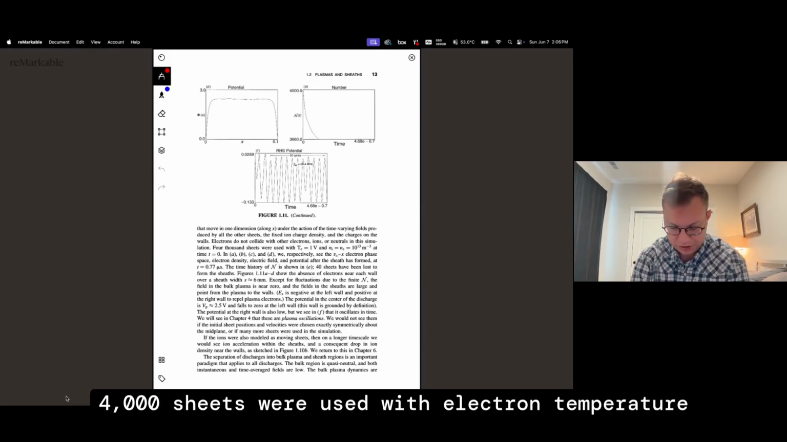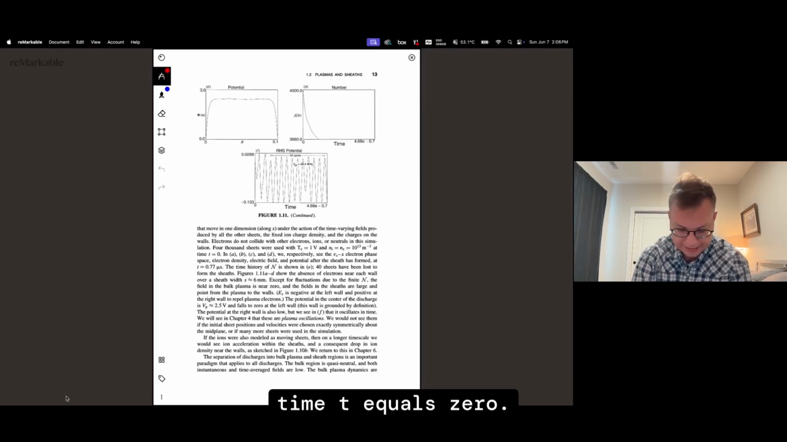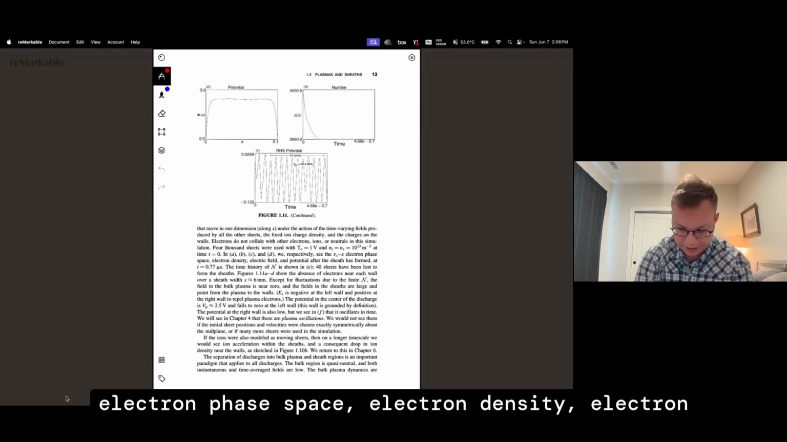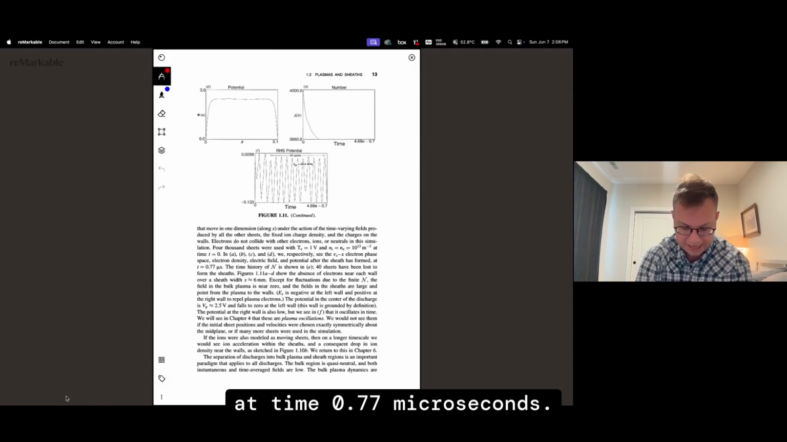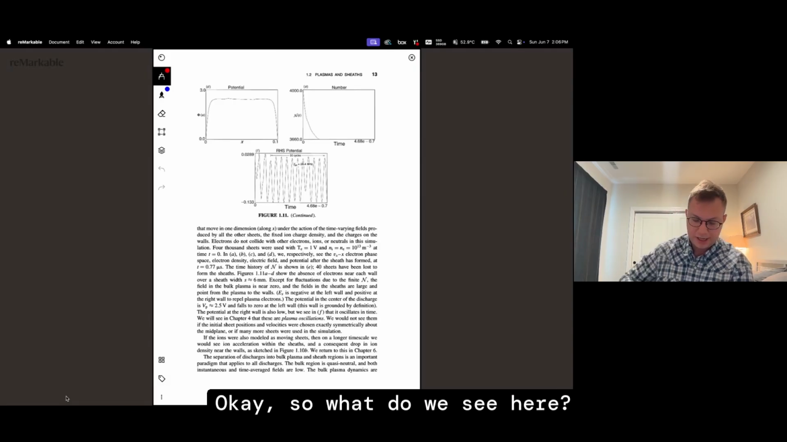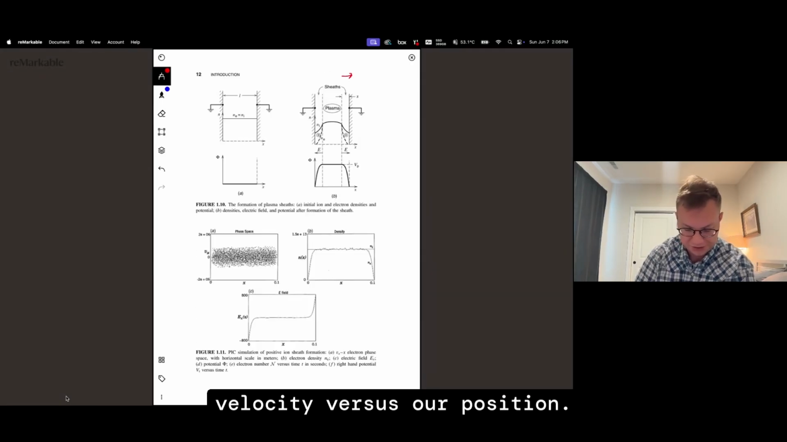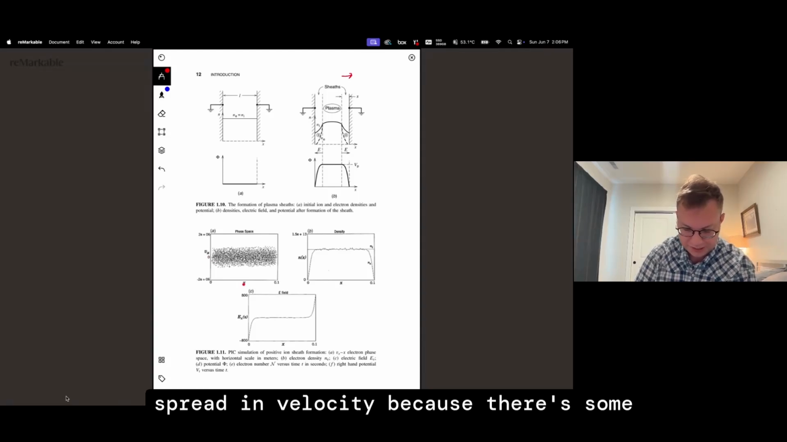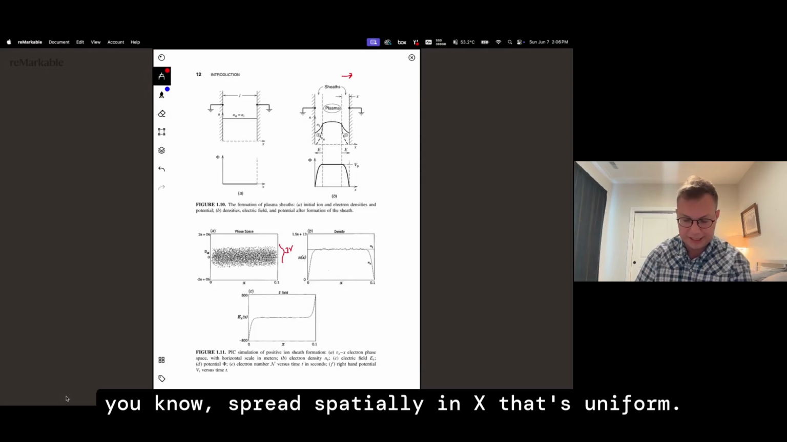4,000 sheets were used with electron temperature of 1 volt, and the ion density shown there, at time t equals 0. In A, B, C, and D, we respectively see the vx electron phase space, electron density, electric field, and potential after the sheath is formed at time 0.77 microseconds. Okay, so what do we see here? Basically, here we have our phase space, so our velocity versus our position. It's uniformly spread, and then there's a spread in velocity because there's some temperature, right? So this is 1 volt spread in velocity, and then we have a nice spread spatially in x that's uniform.